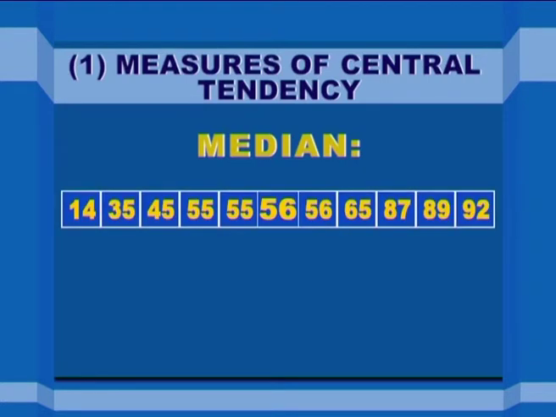Here we first need to rearrange the data in order of magnitude, that is either in ascending or in descending order. Here we have arranged the data in ascending order. Our median mark in this case is 56, highlighted in bold on the screen.